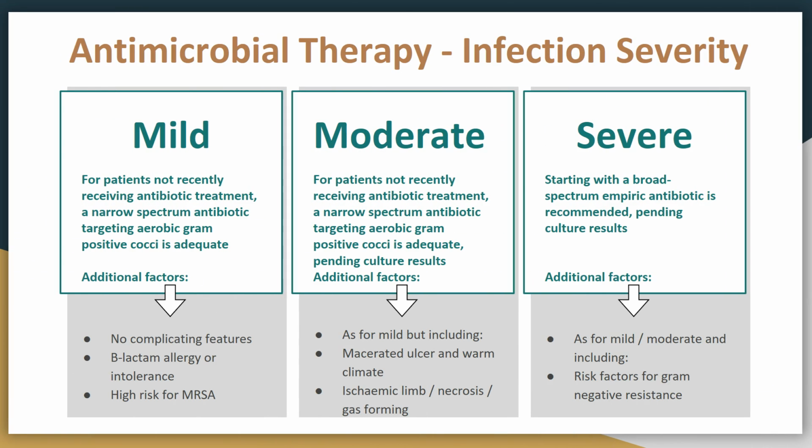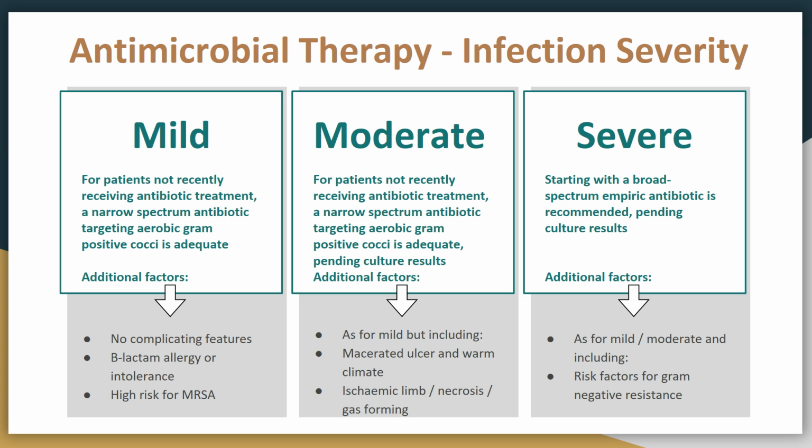According to the IDSA, the antibiotic therapy should be based on the severity of the infection and the likely infective agent. The selection is usually based on the best guess of what the infective agent is and whether it will cover the suspected pathogen. For mild to moderate infections in patients without recent antibiotic treatment, it is suggested that a narrow-spectrum antibiotic just targeting aerobic gram-positive cocci is adequate.